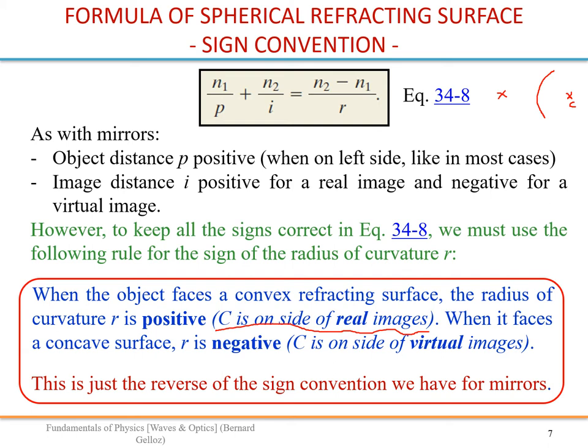When it faces a concave surface, let's do it here, concave like this, your object is still here, but your C is also here, right? R is negative. Okay, you have to deal with that. In fact, in such a situation, C is on the side of virtual images, because the images on this side of the refracting surface will be virtual in this case. So this is a way to remember the sign. Unfortunately, it is just the reverse of the sign convention for mirrors. So if you have a convex mirror, R should be taken negative, and for a concave mirror, R should be taken positive.